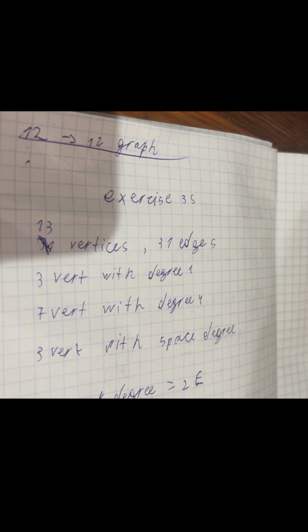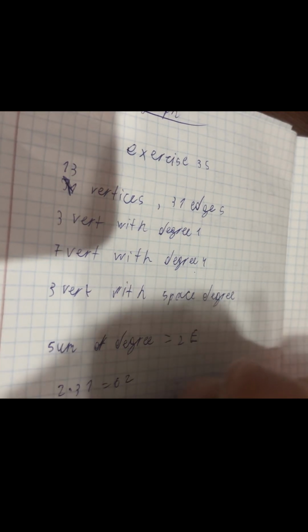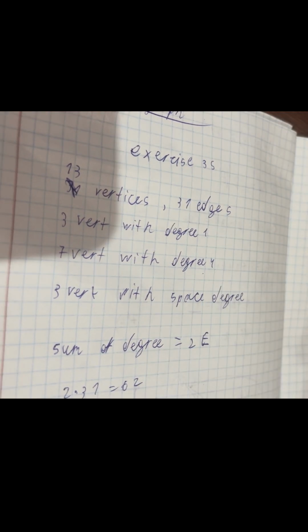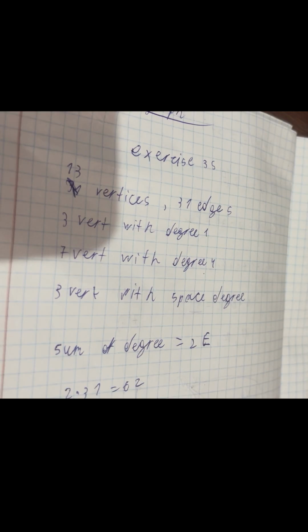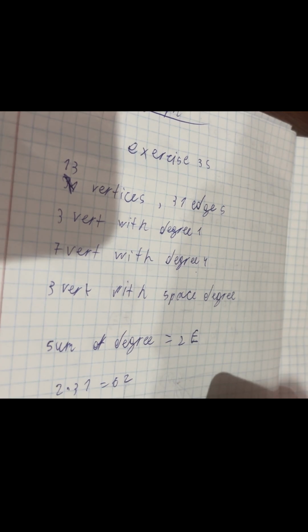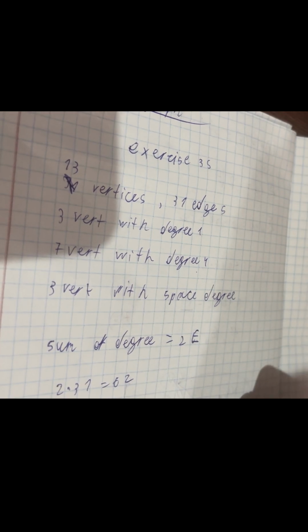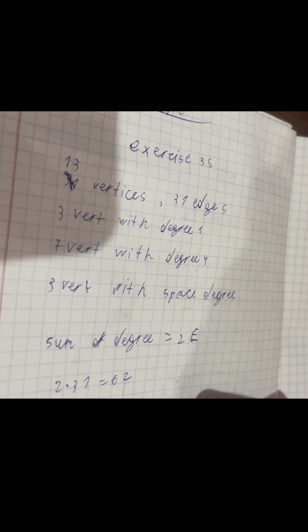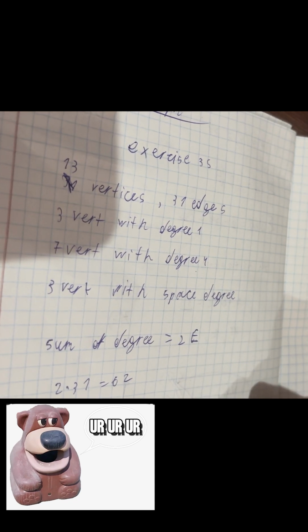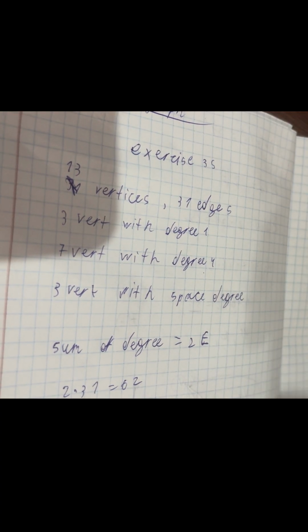With the remaining 3 vertices, we can just choose those numbers. It must be 12, 9, and 10, because 12 plus 9 plus 10 is 31, or 10, 11, 10, which is also 31. So yes, we can construct that graph if it is connected.